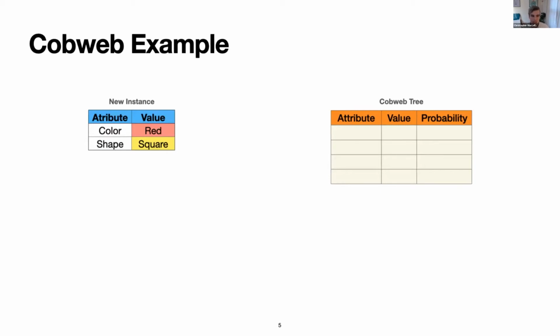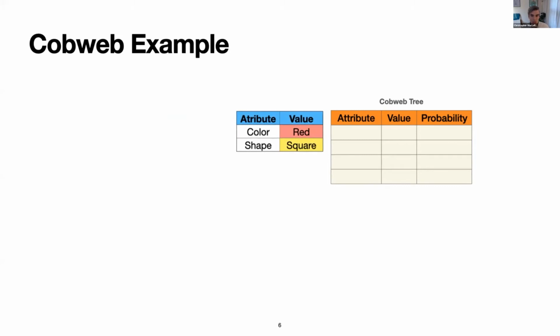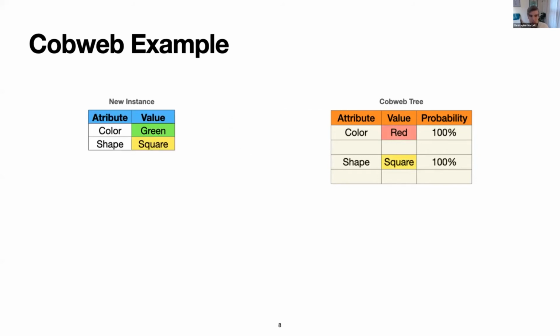So imagine that we have an instance coming in. In this case, we have something in the world. It's got a color and a shape. The color is red, the shape is square. And we have a Cobweb tree on the right that's currently just empty. It just has an attribute value table in one of its nodes at the root. When the instance comes in, we update the attribute value table to reflect the probability distribution over the features in that instance.